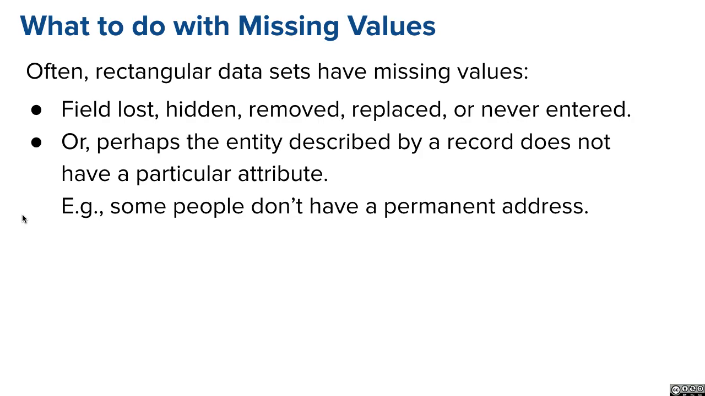So if you have a database of people and you notice that some addresses are missing, it's hard to conclude whether the people in your database don't have a permanent address, like if they're living in their car or in a tent, or whether your database has just not recorded data for some period of time.